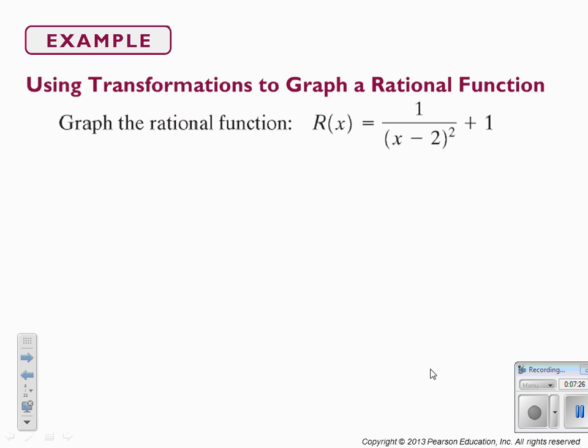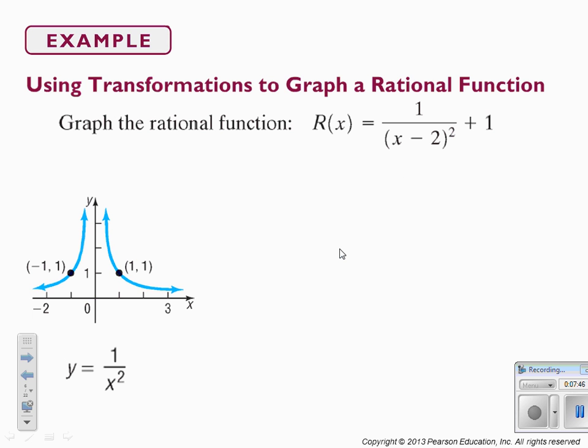Using transformations to graph a rational function. We know what 1 over x squared looks like. We just graphed it. So now we are going to graph a translation 2 units to the right and 1 unit up.